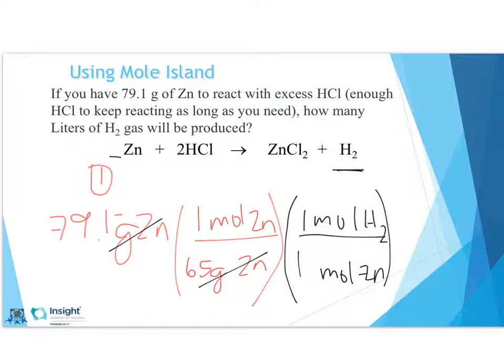So that step is required because now what I've done is I've gone from moles of zinc to moles of hydrogen. Now, last step, I don't want to know how many moles of hydrogen I'm going to make. I want to know how many liters. So I'm going to use that 22.4 liters equals 1 mole. Where should the 22.4 liters go? Hopefully you're saying up top, because I need 1 mole to go in the bottom.